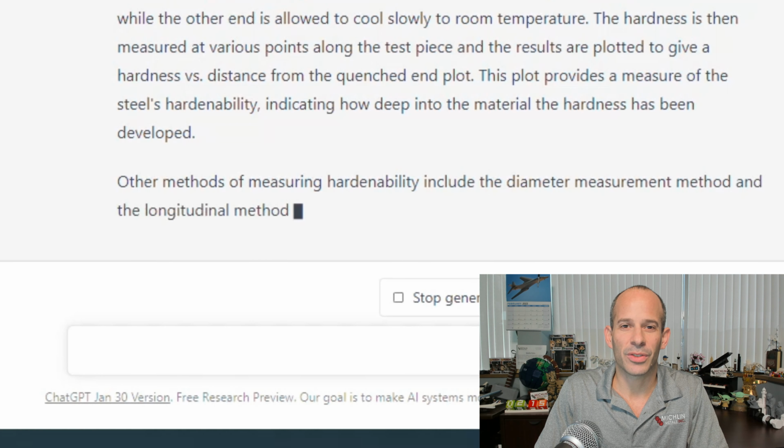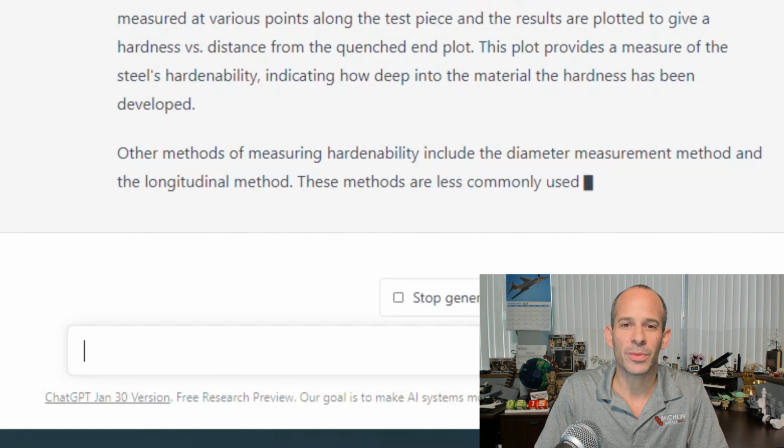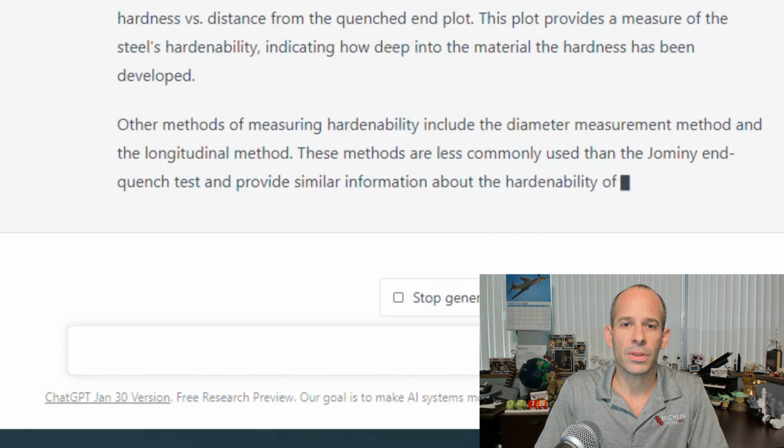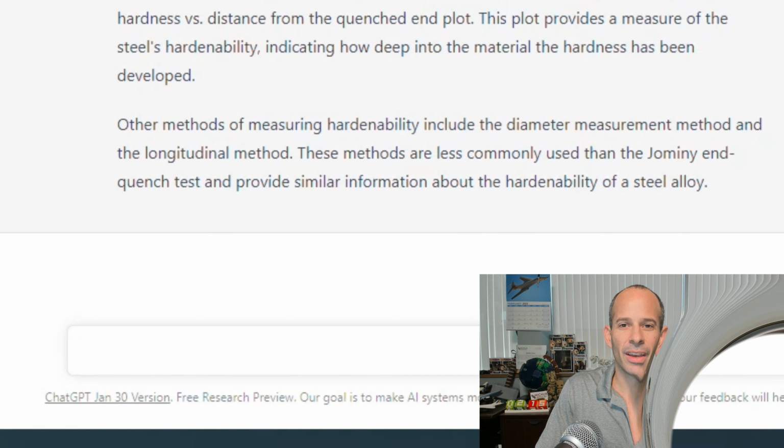Other methods of measuring hardenability include the diameter measurement method and the longitudinal method. These methods are less commonly used than the Jominy end quench test and provide similar information about the hardenability of a steel alloy. Slightly different but very similar description of an end quench test when we compare to last week's question and answer. This answer acknowledges the existence of other measures but does a very poor job in describing them.